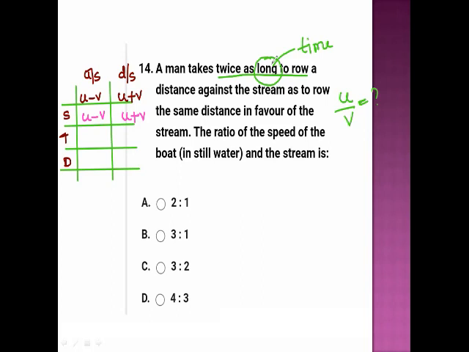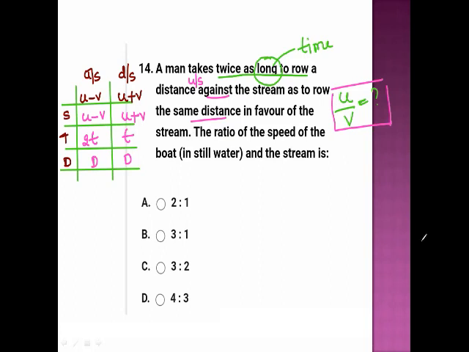Okay, time they have mentioned. If the boat is moving on the downstream side, it takes time t. Then for the upstream side, it will take 2 times t. They have mentioned twice as long against the stream, that is, on the upstream side. So downstream time is t, upstream time is 2t. And the distance is constant; they have mentioned the same distance. What they are asking you to find out is u divided by v.